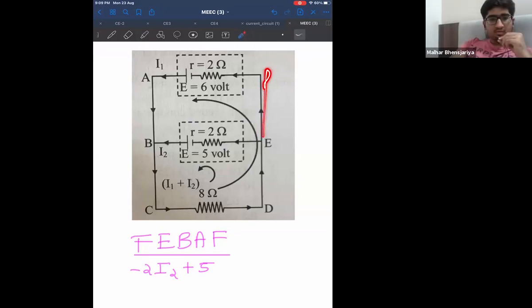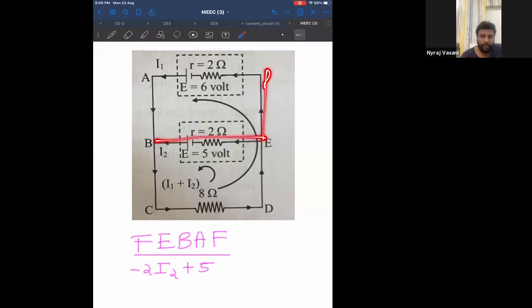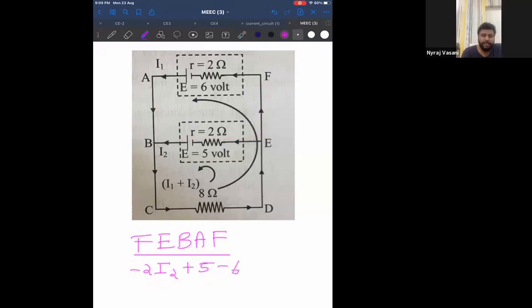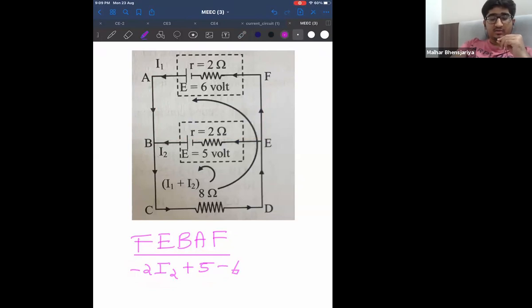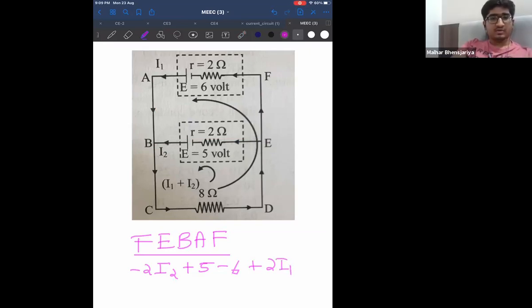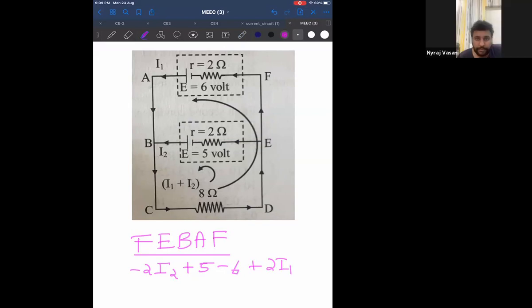Okay, so E to B is also over. Now, F to E, there was nothing. E to B, you got two things that you have written here. B to A, there is nothing. Now, A to F, tell me. Minus 6, wait. Minus 6 because we encountered a positive terminal, so we write minus 6. Okay, continue. Plus I1, plus 2i1. Minus, because 2i1 is against the flow of current. Minus 2i1.